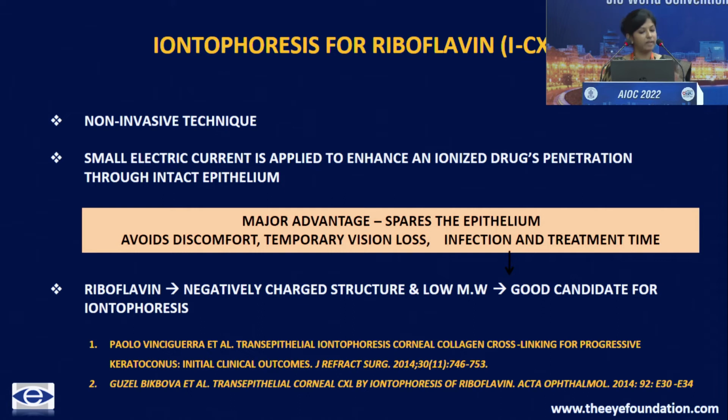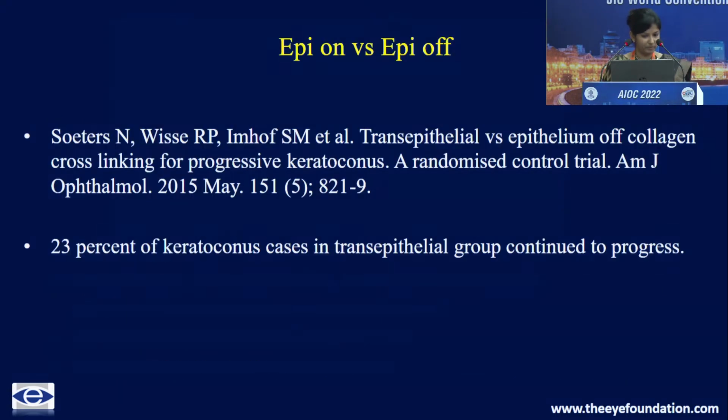And the next option is using iontophoresis. So basically here, the negatively charged riboflavin is going to be a good candidate for iontophoresis when we're providing a small electric current, and this is going to help in a better penetration of the riboflavin.